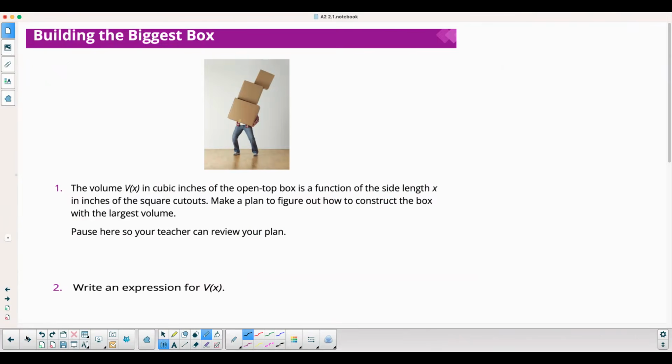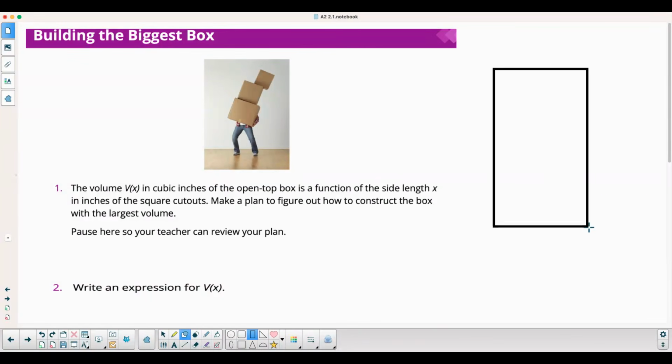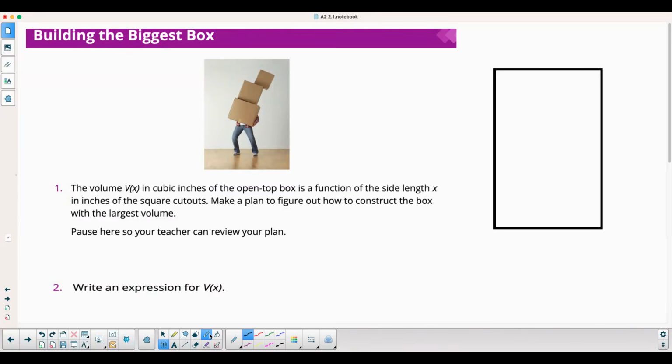All right, so the volume V of x in cubic inches of an open top box is a function of the side length x in inches of the square cutouts. Make a plan to figure out how to construct the box with the largest volume. Basically, what you need to know is the lengths of the sheet of paper. So we're going to keep the same numbers. We're going to go 8.5 by 11.